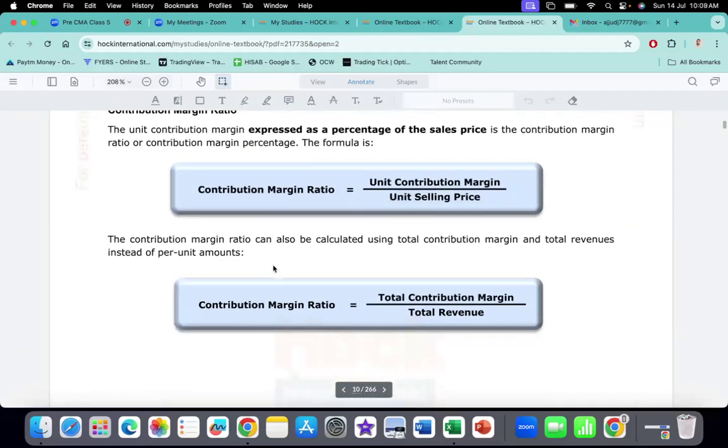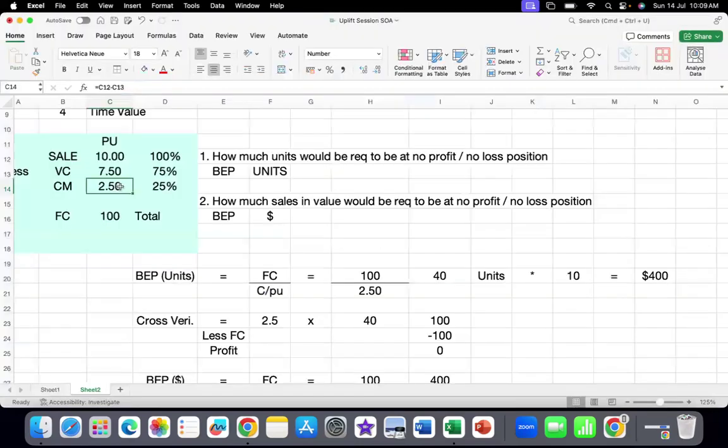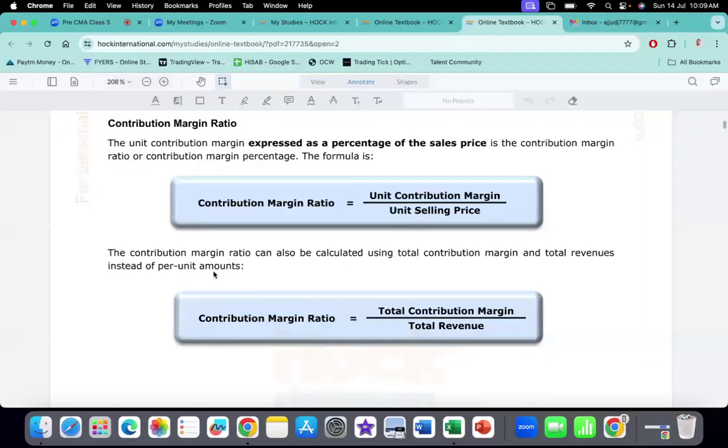Then these are the formulas which we discussed. Contribution margin ratio is expressed as a percentage of sale price, that is, unit contribution margin divided by unit selling price. So if you see, this ratio would always be the same, even if you calculate it on a per unit basis, or on totality using the total margin versus total revenue. The percentage would always be the same.